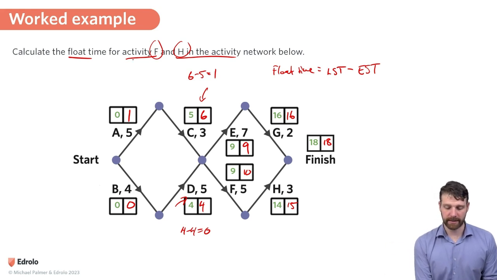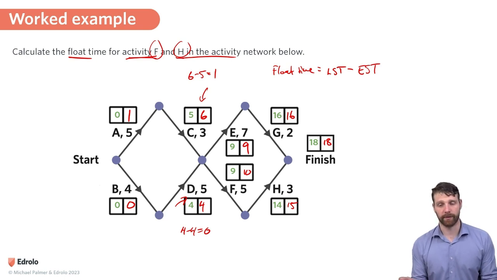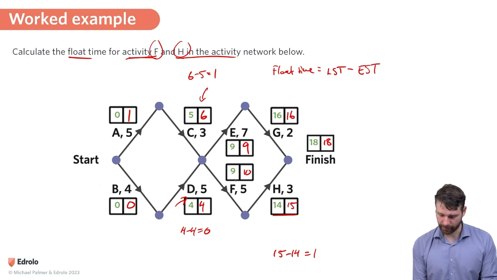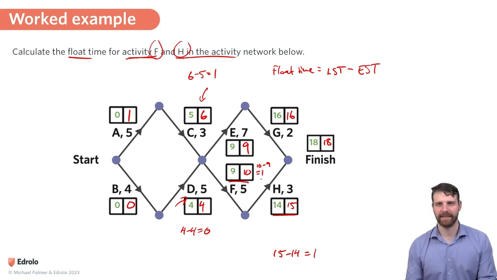So I was asked to find activity F and H, their slack times or their float times. So here at H, I can see that 15 minus 14 is 1. So there's a float time of 1 minute or 1 day. I think this might have been in days. Regardless, it's 1. And for activity F, I've got a difference of 1 again. So 10 minus 9 gives me 1. Okay, so we did it.